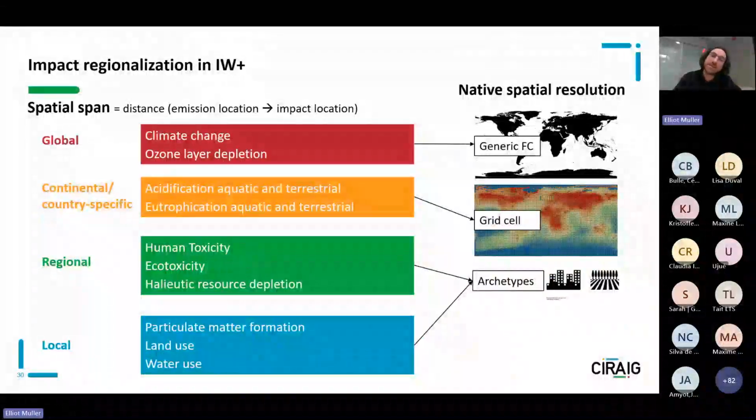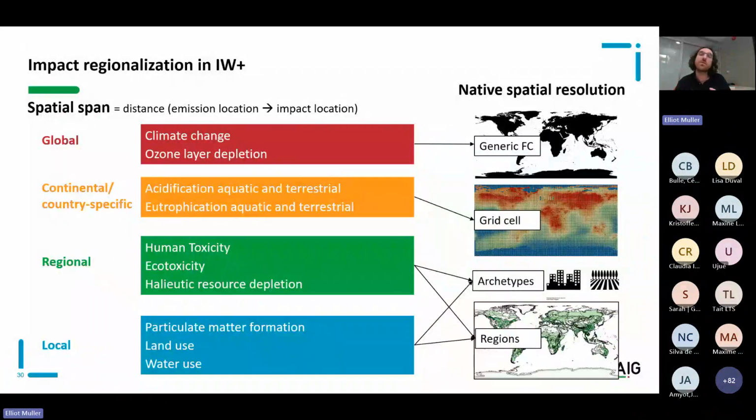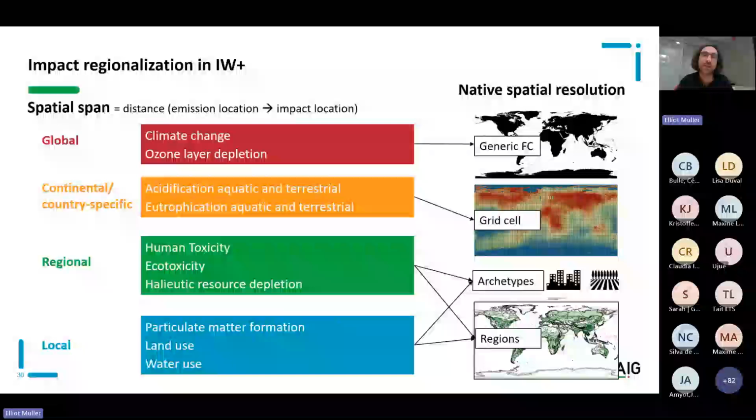For other kinds of impacts, such as toxicity or particulate matter formation, the main important question to ask, regionally speaking, is the archetype of the place where the emission is going to take place. Is it going to be in a low populated area or in a high populated area? Is it going to be in the high atmosphere or closer to the ground? That is the main thing that is going to differentiate the impact of the different indicators. But also for those kinds of indicators, sometimes it's really the region of the emission that will be important to take into account.